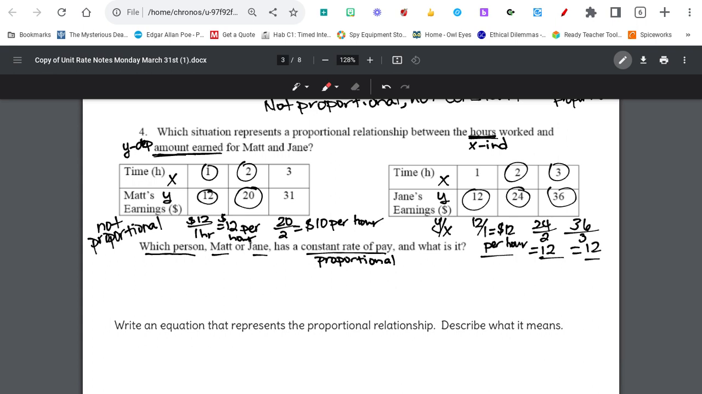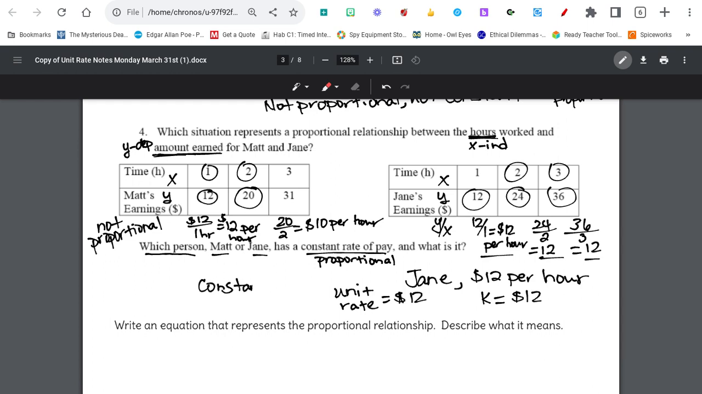All right, so it says which person, Matt or Jane, has a constant rate of pay. That would be Jane. And what is it? $12 per hour. That's what she constantly gets paid. I can also say K equals $12. Or I can write the unit rate equals $12. Or you can say the constant of proportionality is $12. All of them mean the same thing, okay?